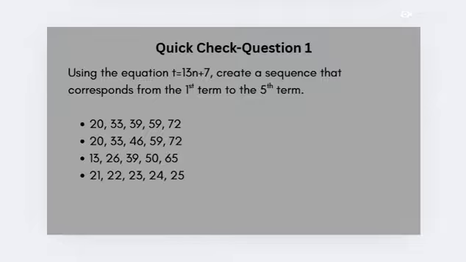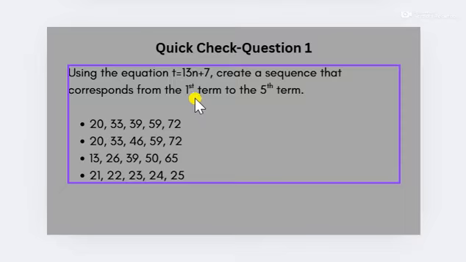Quick check question number 1. I don't answer these ones for you, but I will tell you what you need to do. Using the equation t equals 13n plus 7, create a sequence that corresponds from the first term to the fifth term. So what you're going to do is take number 1, plug it in for n. So your problem would be 13 times 1 plus 7. Solve that, simplify it, and that's going to give you your first term.